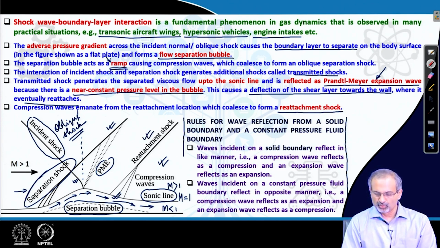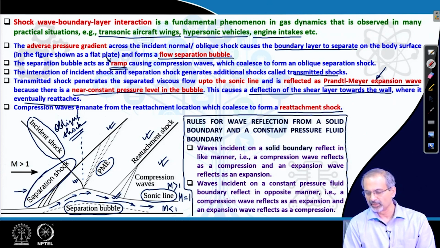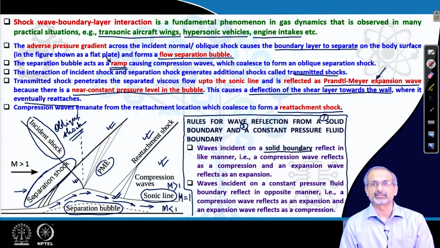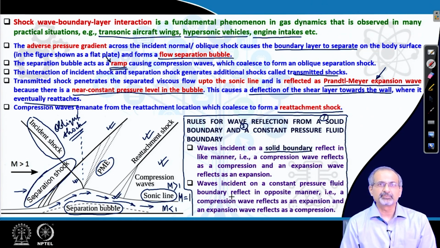Now, we were talking about rules for wave reflection, and we have included two cases. One is when a wave reflects from a solid boundary, another is when it reflects from a constant pressure fluid boundary. So, what are the rules? When waves incident on a solid boundary reflect in like manner, that is, a compression wave reflects as a compression and an expansion wave reflects as an expansion. So, a solid boundary does not change the nature on reflection, but what happens when a wave is incident on a constant pressure fluid boundary?